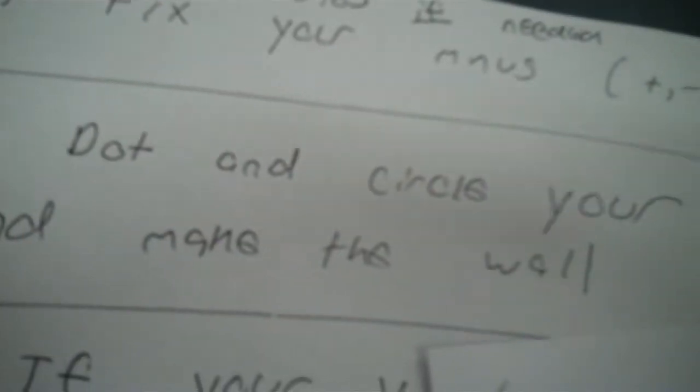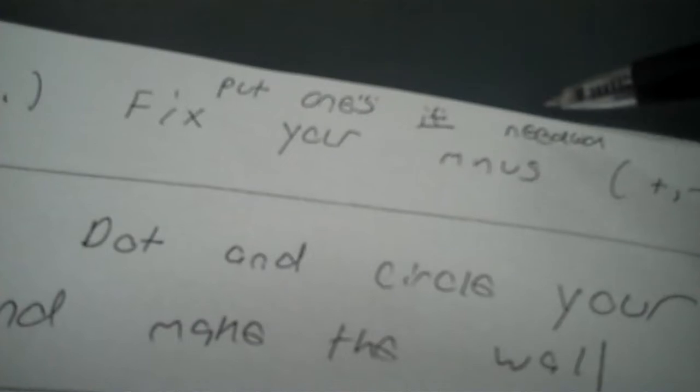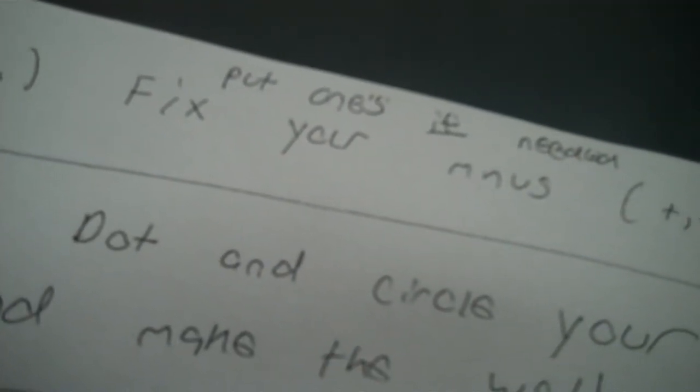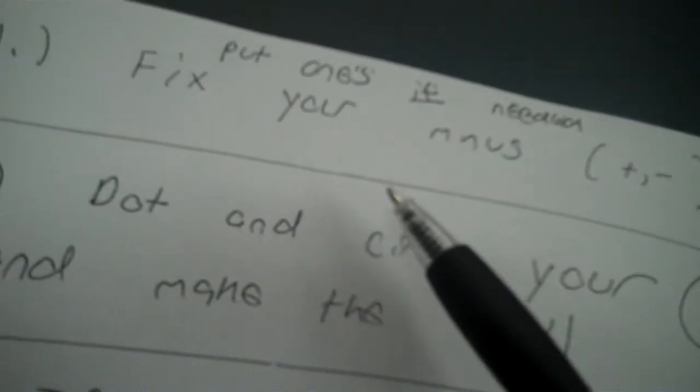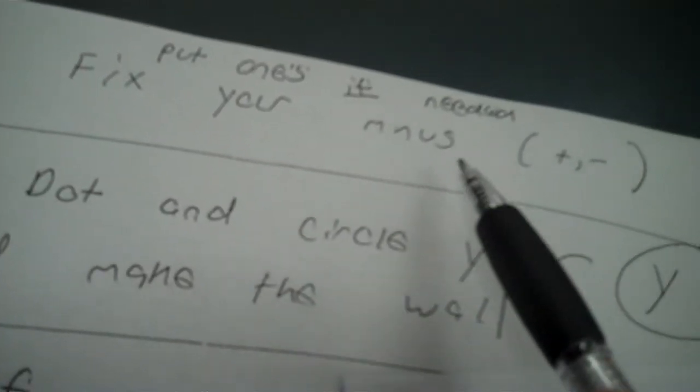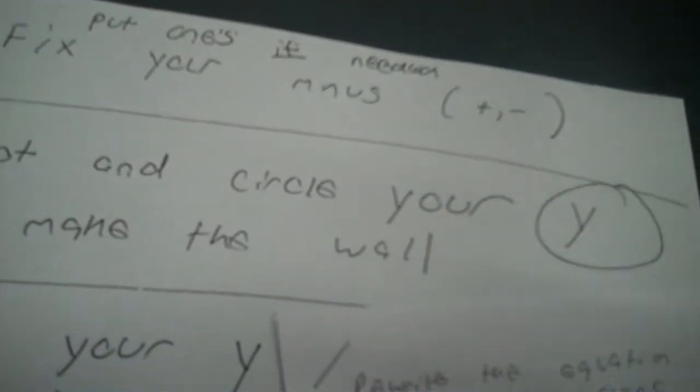Well, I have a little checklist here. First off, you're going to put ones if needed. By that I mean put a 1 in front of x, but it already has a 4, a 1 in front of 5, it already has a y, so we don't need to put any ones. Now, you're going to fix your minus signs with plus negative, okay? So put a plus negative there, and we're good.